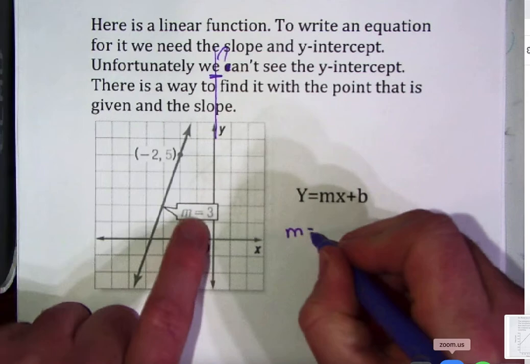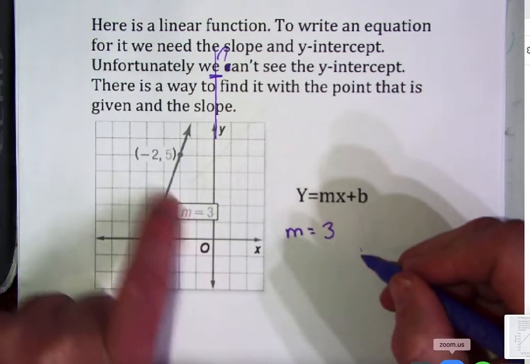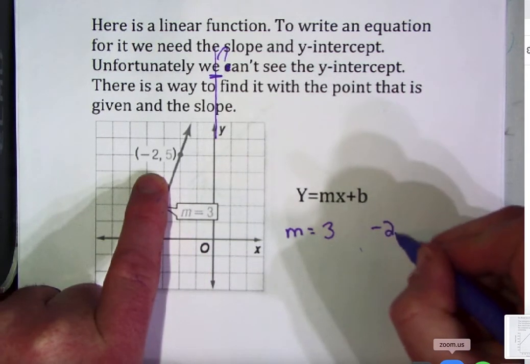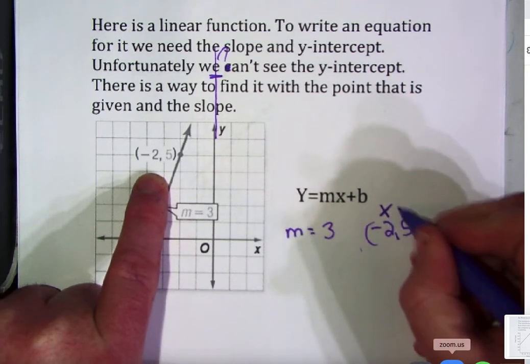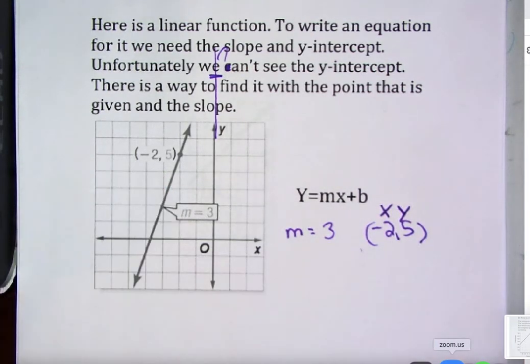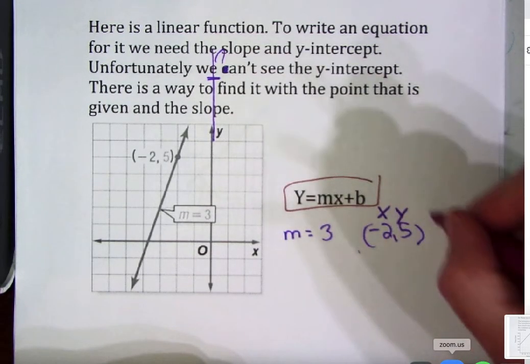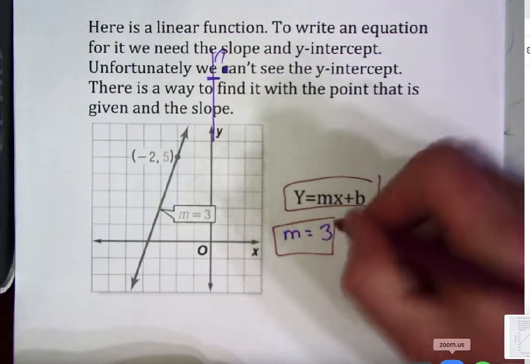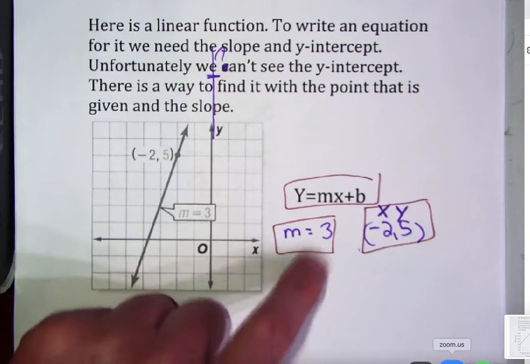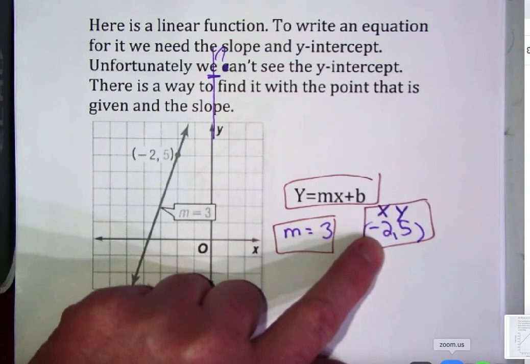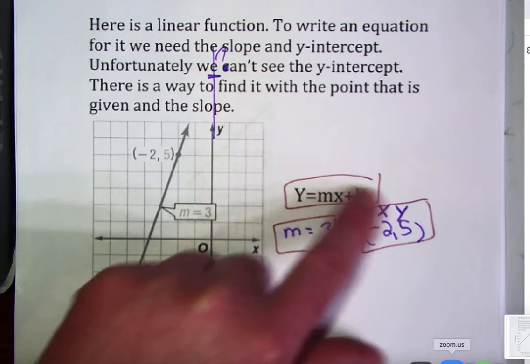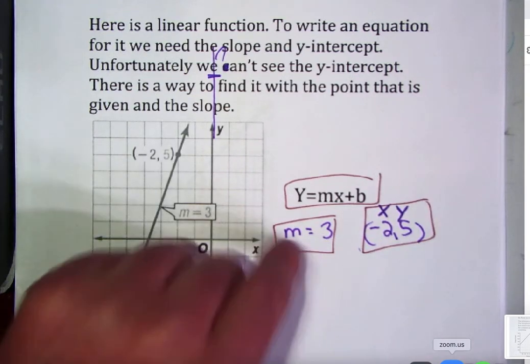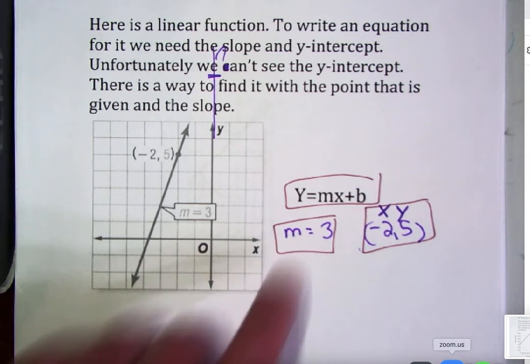In this line, we know the slope is 3. It gives us a point, -2, 5. So x and y, right? So we can use these 3 pieces to find the y-intercept. We know m, we know x, and we know y. Oh, yeah! We can use substitution.